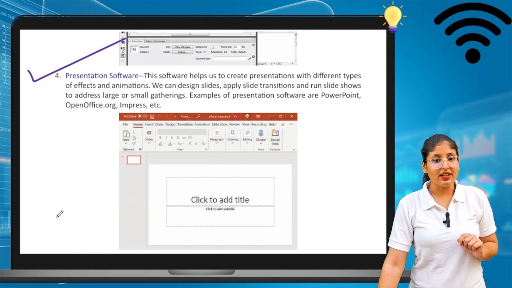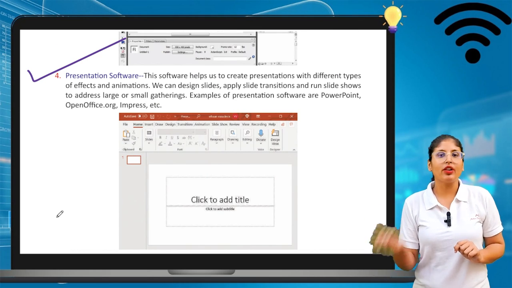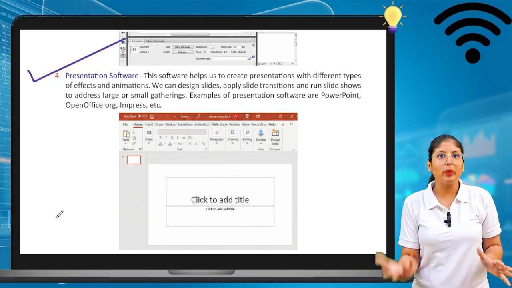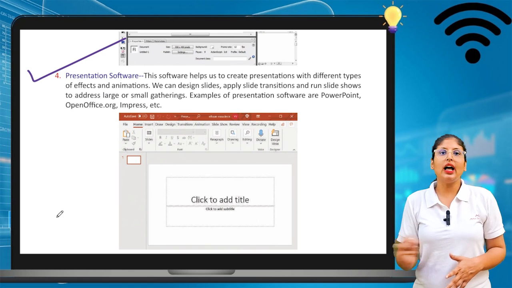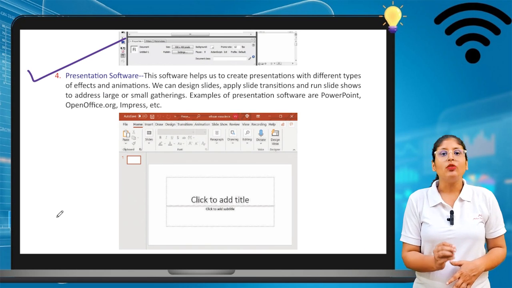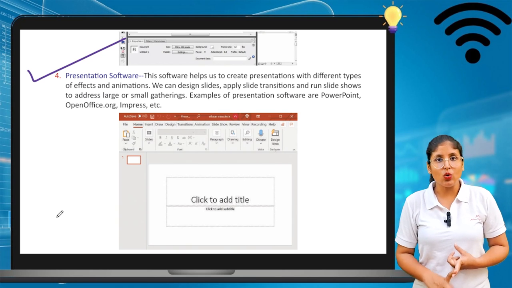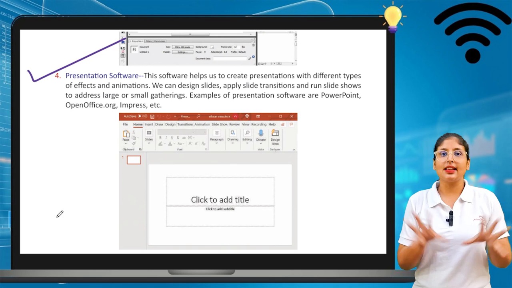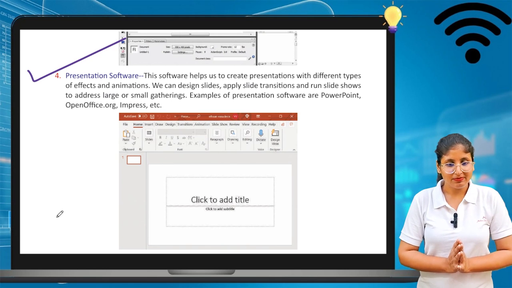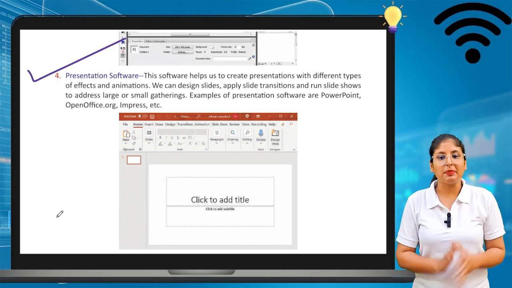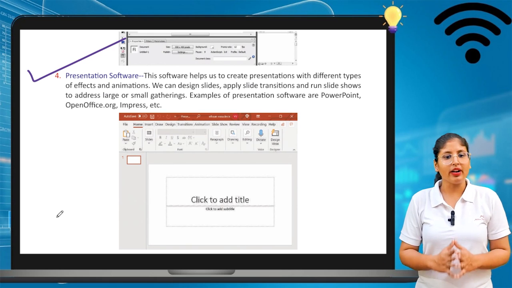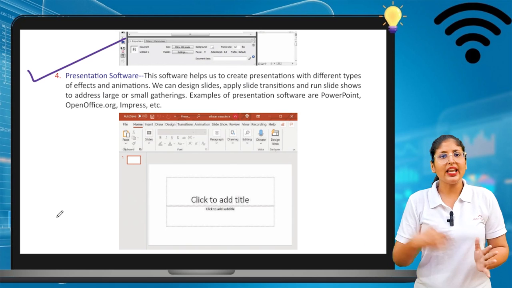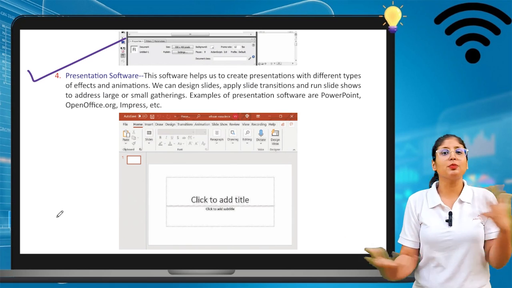Next, presentation software. Presentation software is used to make presentations. Normally in offices and in schools, we have to make presentations. We can add videos, pictures, and slideshows in a presentation. This software helps us create presentations with different styles, effects, and animations. With the help of presentation software, we can make very beautiful, interesting presentations.